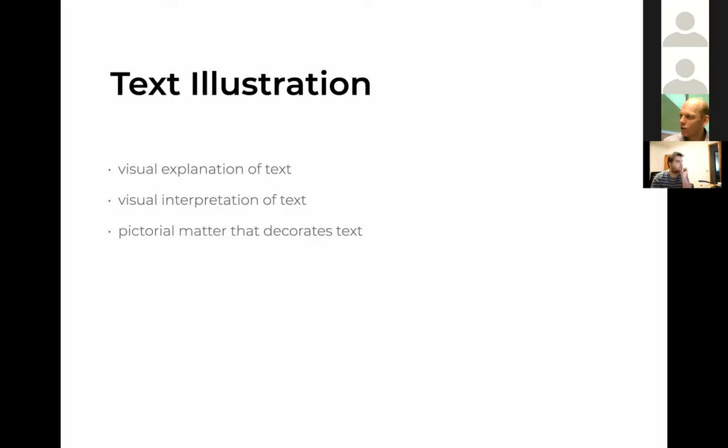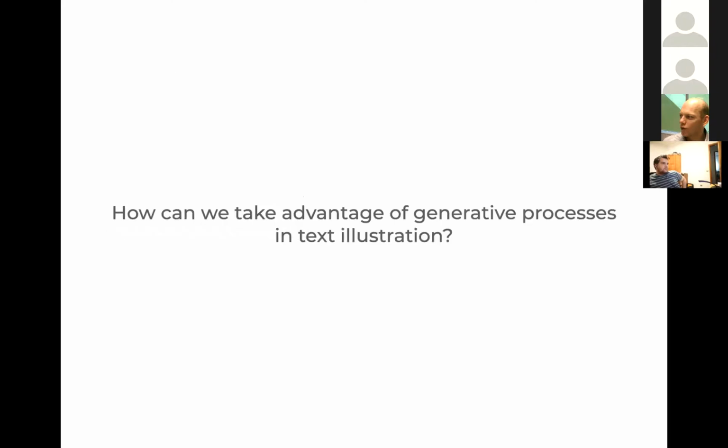And I think it's important to understand what text illustration is, what it requires. Text illustration can be seen as a visual explanation of text, or as a visual interpretation of text, or even as a pictorial matter that decorates text. So we can see text illustration this way. And if we have text illustration as a visual explanation, as a visual interpretation, how can we take advantage of generative processes in text illustration?